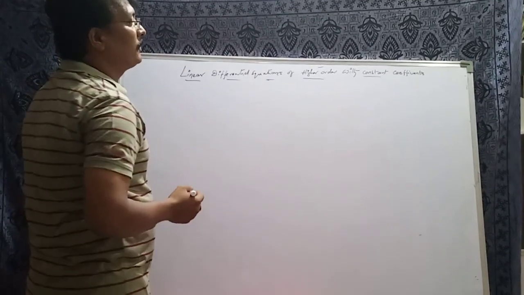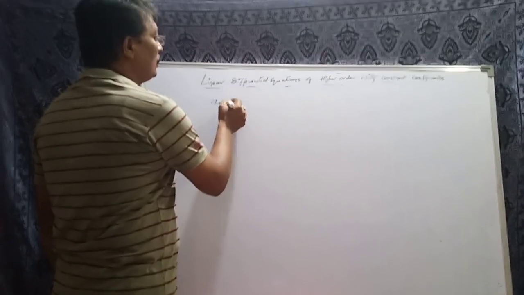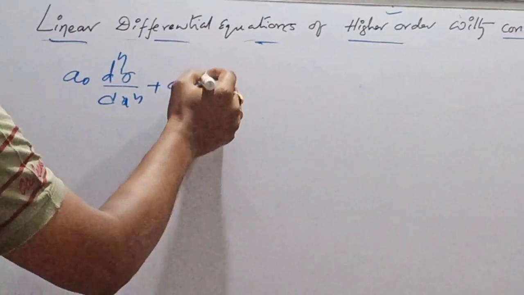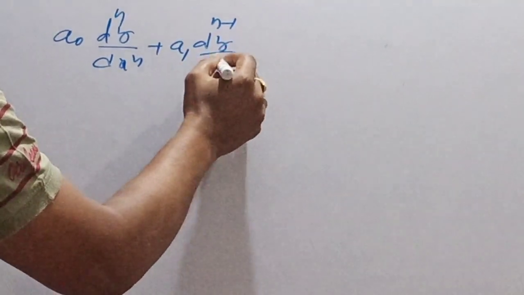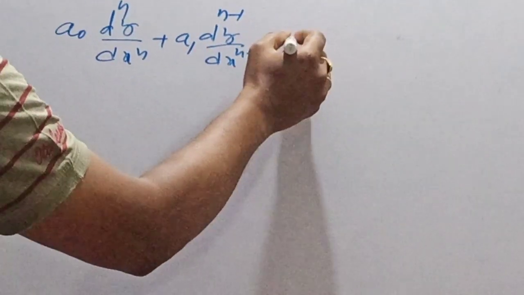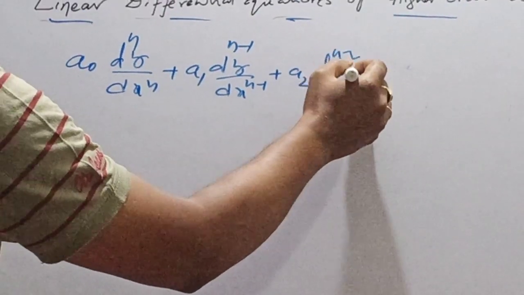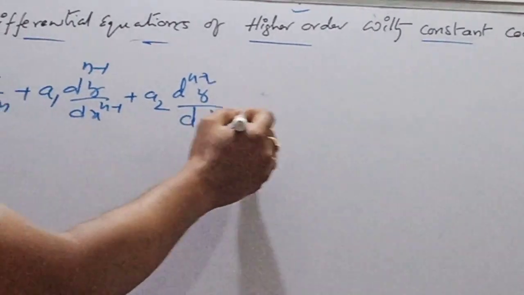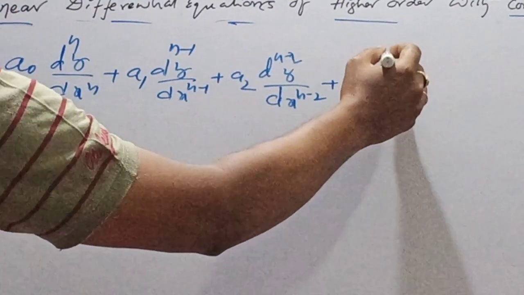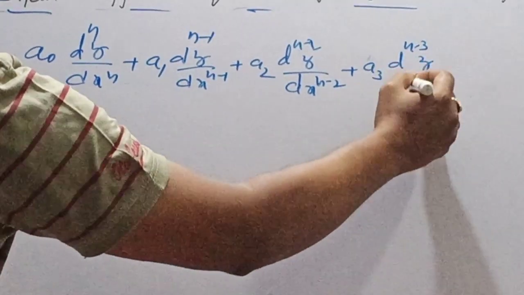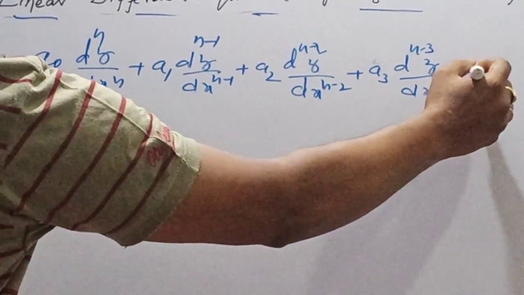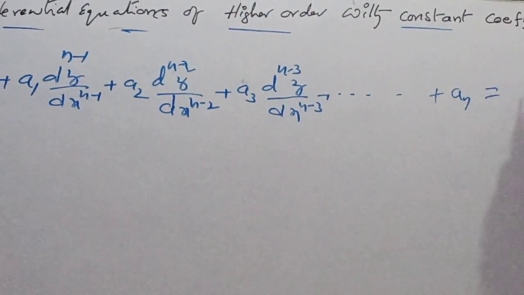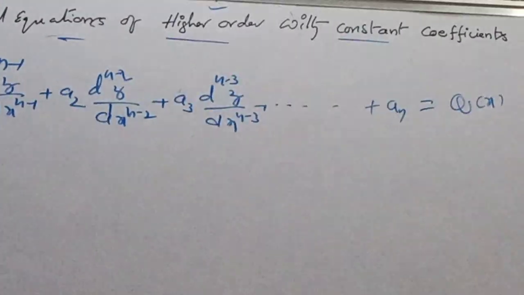That means a differential equation of the form a0 d^n y/dx^n + a1 d^(n-1) y/dx^(n-1) + a2 d^(n-2) y/dx^(n-2) + a3 d^(n-3) y/dx^(n-3) and so on, plus an y, equal to Q of x, where Q of x is a function.